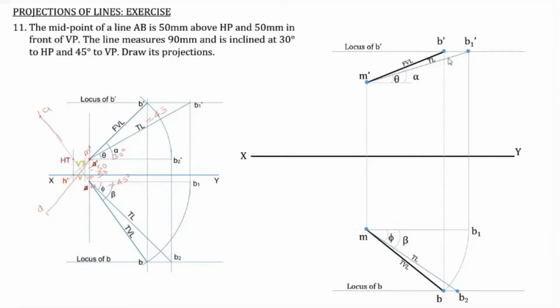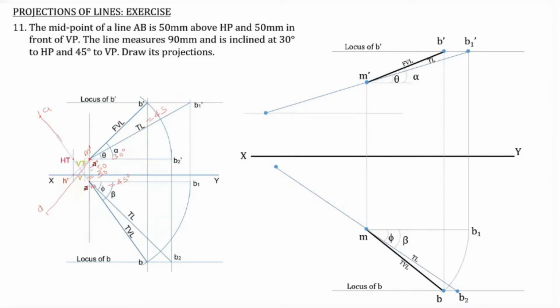Now what we do is we extend the line M dash B1 dash to the opposite side. So this is the extension of M dash B1 dash in the opposite direction, and at this point we can mark it as A1 dash. Likewise, we can extend the MB2 also. So this point can be considered as A1 dash, and this point can be considered as A2.